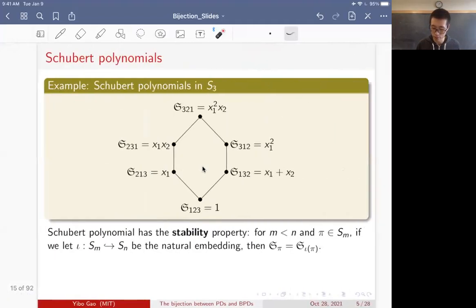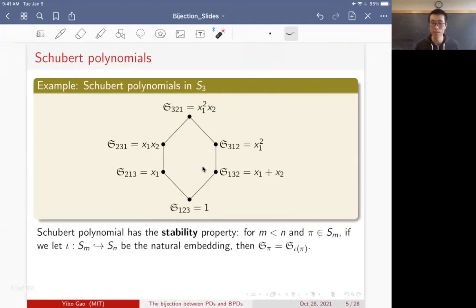More precisely, for m less than n and a permutation pi in the smaller symmetric group, if we let iota be the natural embedding of the symmetric group S_m into S_n, where S_m acts on the first m letters, then the Schubert polynomial at pi equals the Schubert polynomial at iota pi, which is a property that's not at all obvious from the definition, but it's going to be obvious from the combinatorial models.